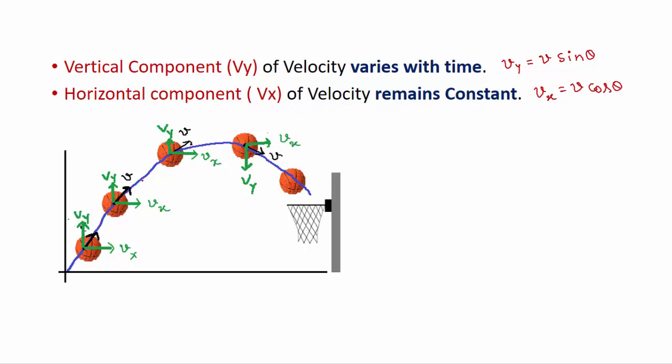Suppose this ball is thrown and it's moving with velocity v. So we need to split it into Vx and Vy. Here Vx is the horizontal component and it remains constant all the time. We can find its value using the formula Vx equals V cos theta. While the vertical component changes with time, it's because of the gravitational acceleration which acts downward. Gravity pulls the ball downward. Because gravity is acting in the vertical direction, it will affect only the vertical component of the velocity.